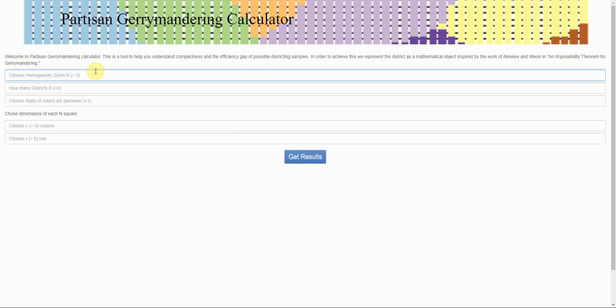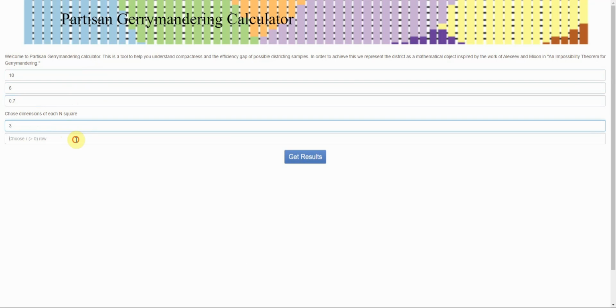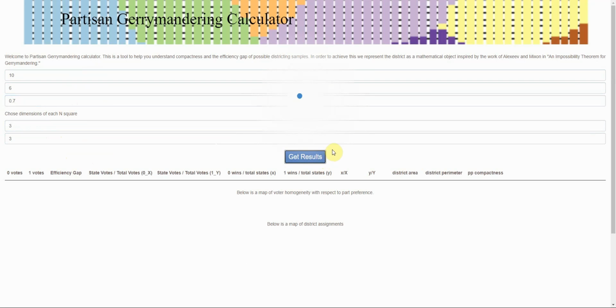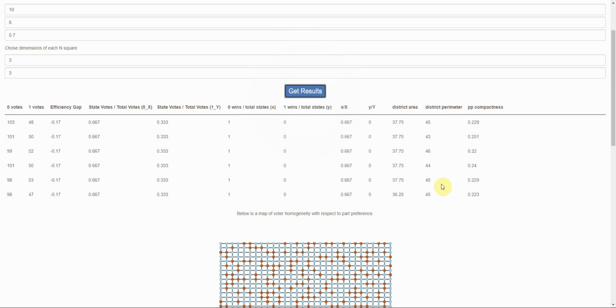For example, if we'd like to create 10 little squares, 6 districts at a 0.7 ratio, and have 9 voters in each n square, the result would look like the following. You'll see in a minute. As you can see, a table is created to showcase the data for each district. Each row here represents a district.